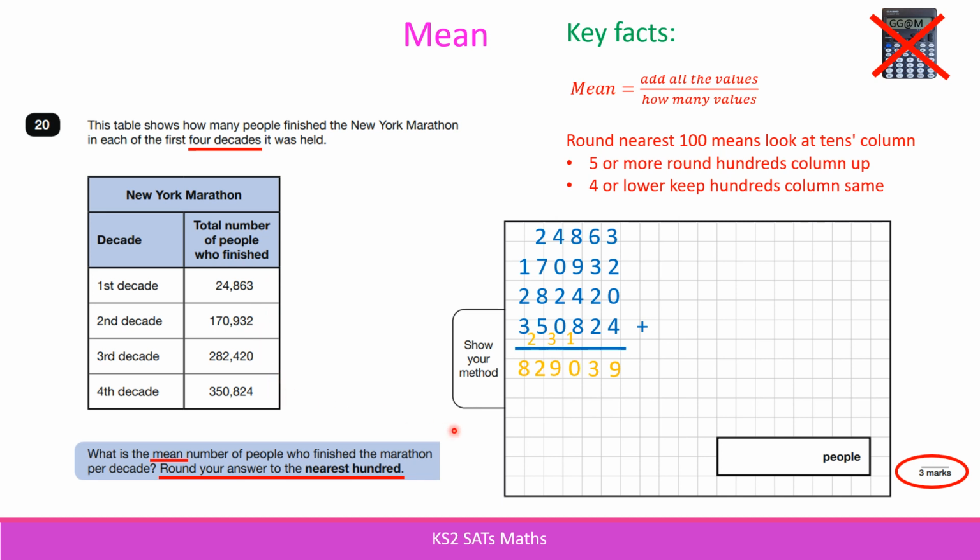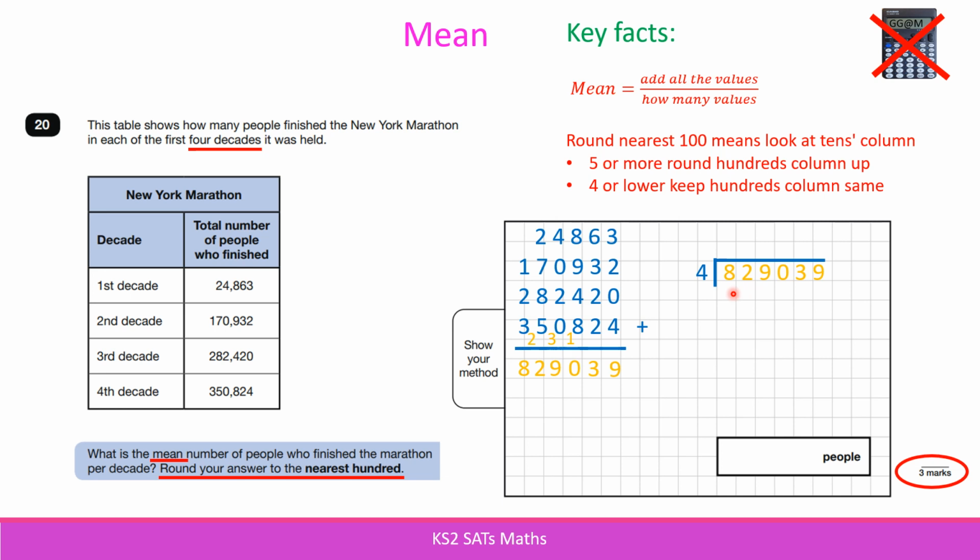So you will get a mark for working out the total of all these numbers. Then you've got to divide it by 4. So to find the mean, we've got to divide this number by 4. And for getting the answer to this stage, that will give you your second mark. So I've now got to divide 4 into this number here.